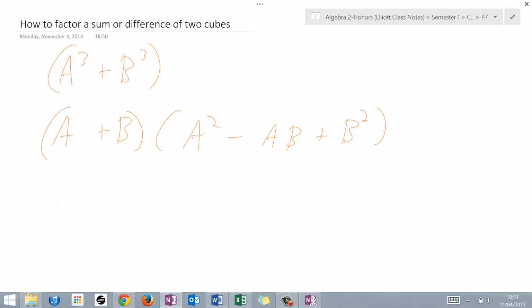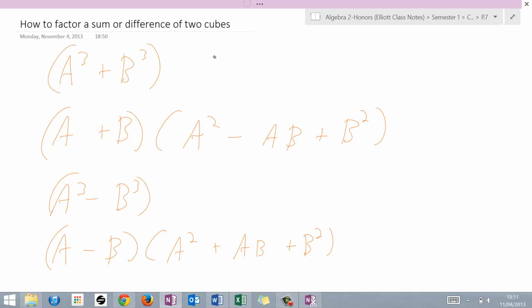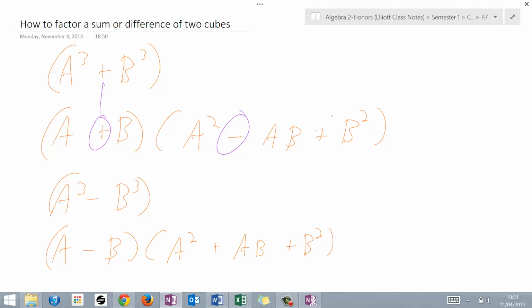And then if I have something like a cubed minus b cubed, that factors into a minus b times a squared plus ab plus b squared. We sometimes use the acronym SOAP to describe the signs. This is the same as that, opposite, and then positive. And if I look down here at the other version, this is the same, opposite, and positive. So that's kind of how we can do this.